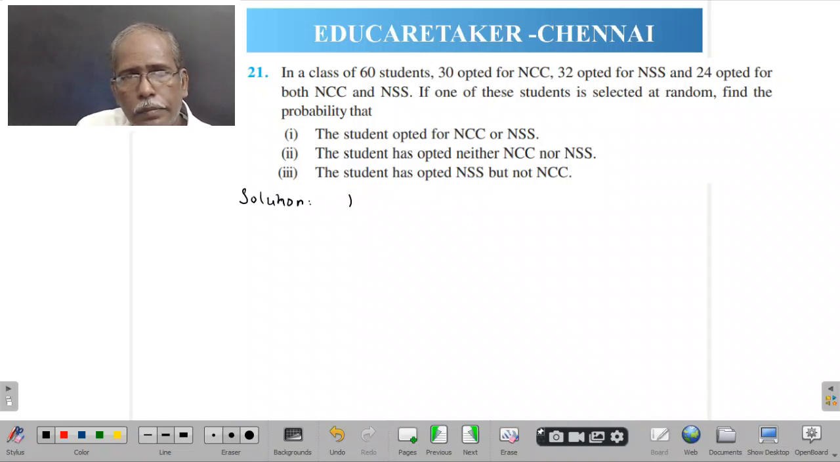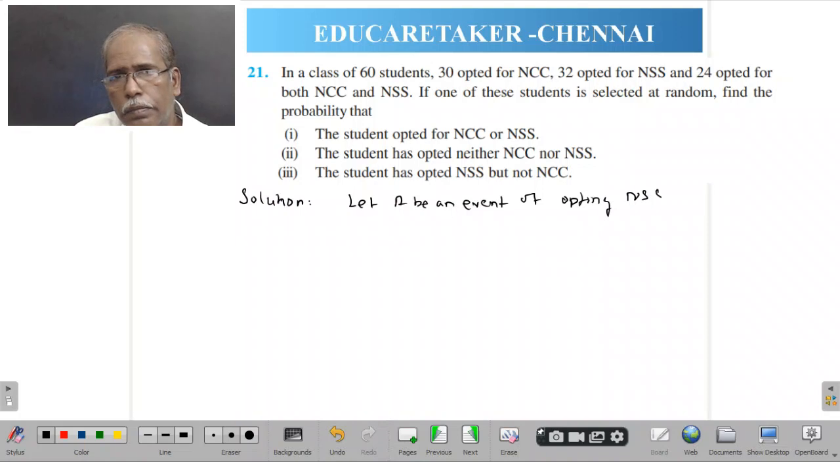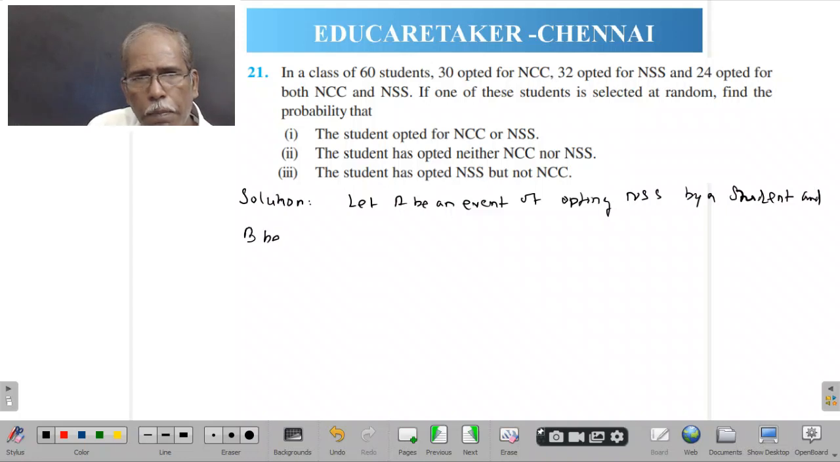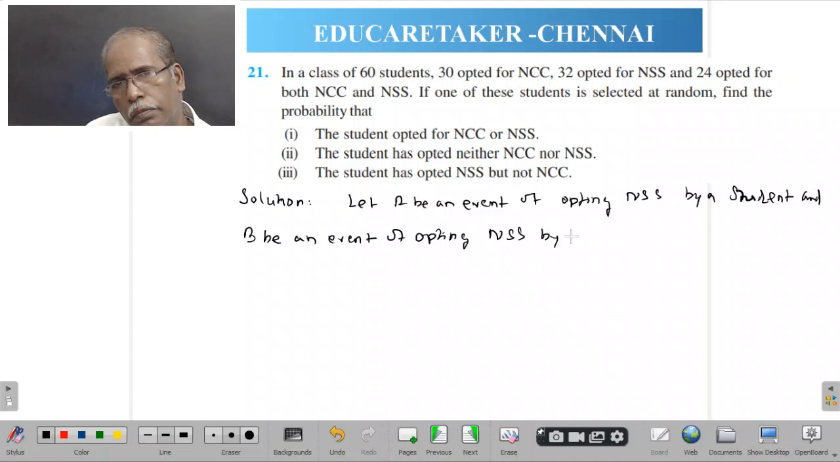Let A be an event of opting NCC by a student, from the entire lot of 60 students, and B be an event of opting NSS by a student.